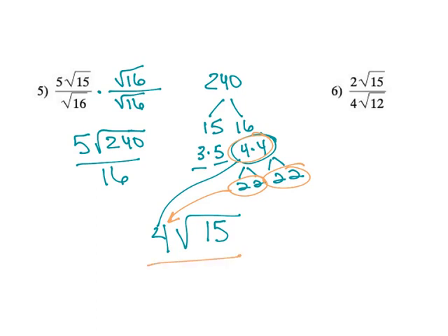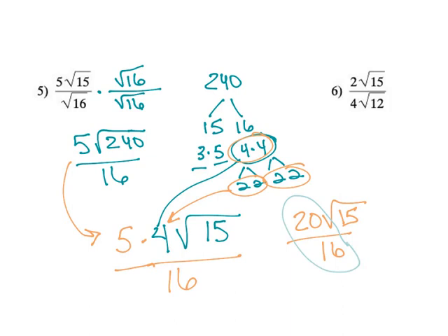Except don't forget your 5 and your 16 as part of your actual problem, right? I tend to do that too, I understand. So this is really 20 radical 15 over 16, except that 20 over 16 can be reduced. 4 goes into both, so it's 5. 5 radical 15 over 4 is your actual final answer. Whew.